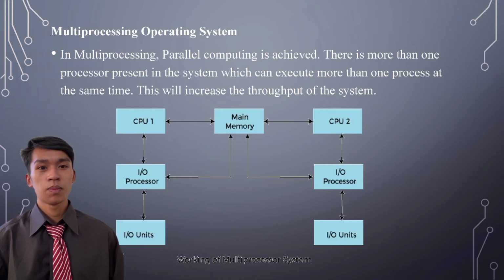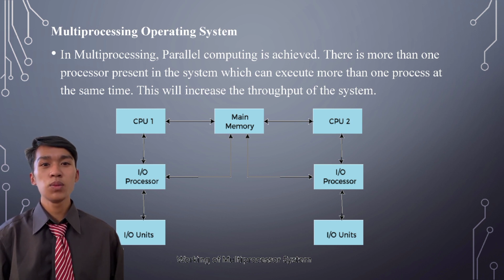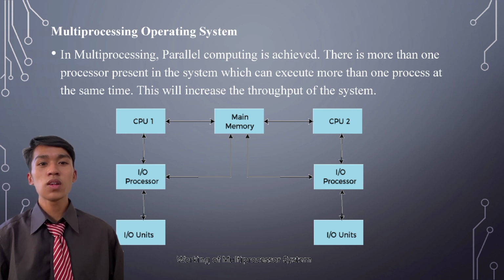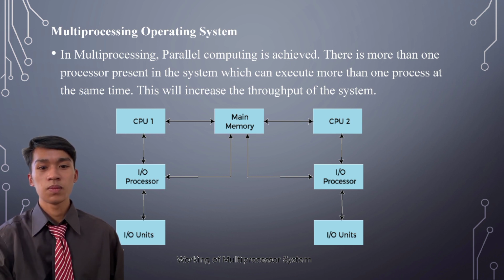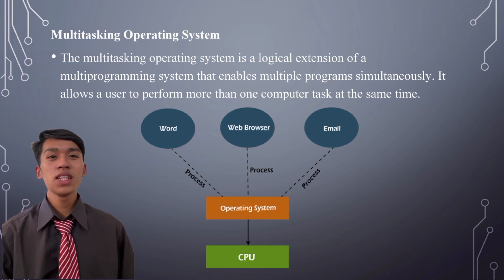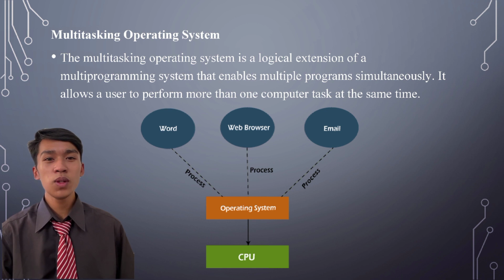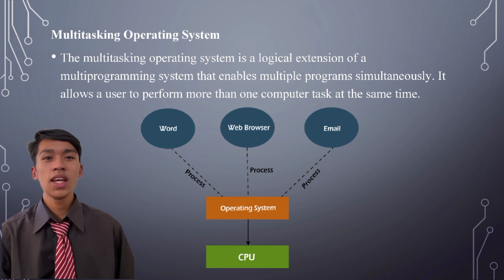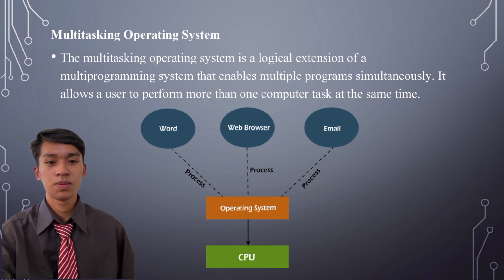Multiprocessing operating system. In multiprocessing, parallel computing is achieved. There is more than one processor present in the system which can execute more than one process at the same time. This will increase the throughput of the system. Multitasking operating system. The multitasking operating system is a logical extension of a multi-programming system that enables multiple programs to run simultaneously. It allows a user to perform more than one computer task at the same time.